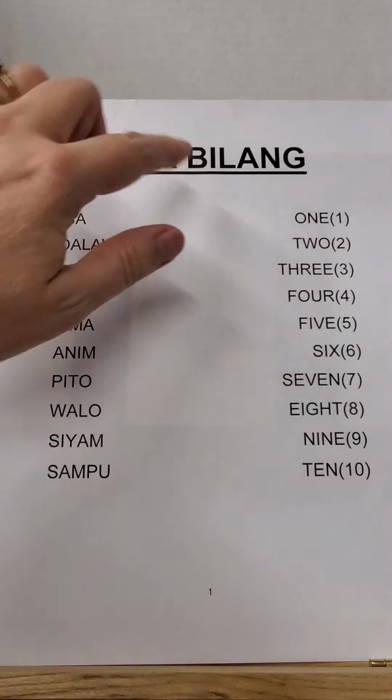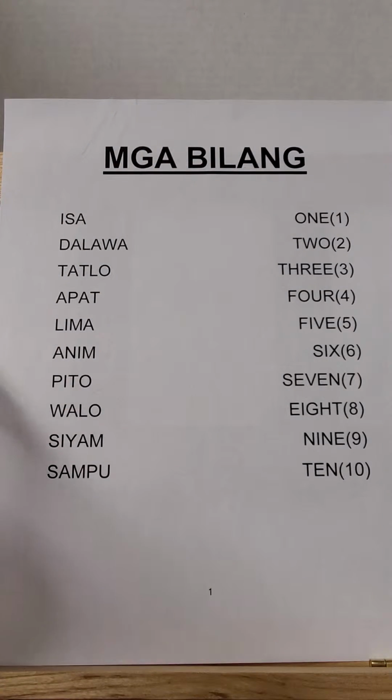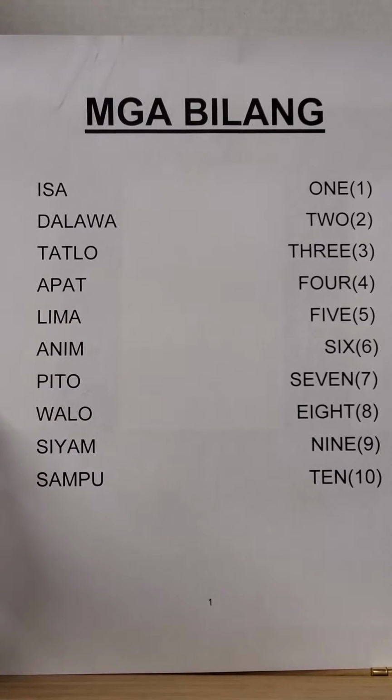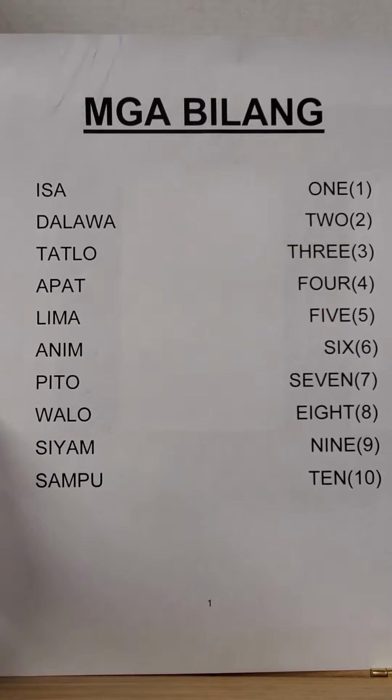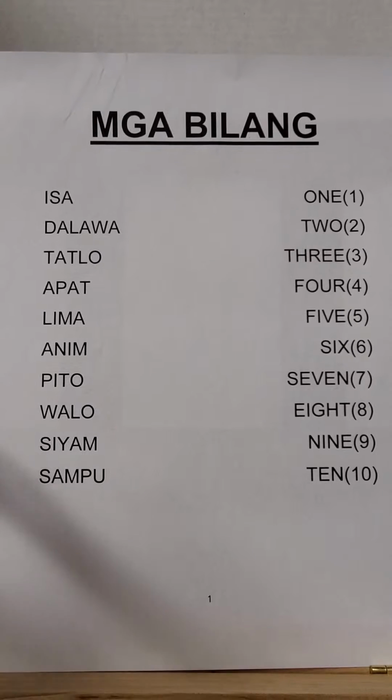So, mga bilang. Bilang means number in Tagalog. And of course, mga means the in the plural form, right? So, mga bilang would be numbers. So we're going to go through 1 through 10 to begin with.